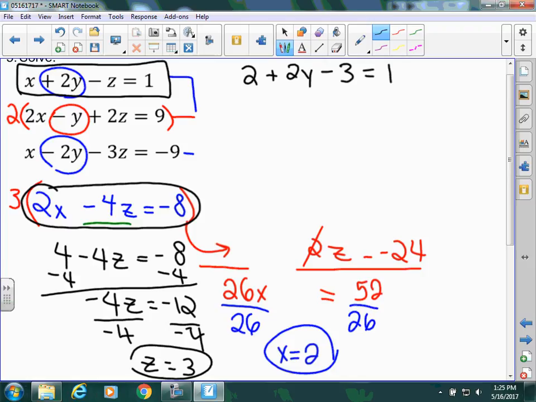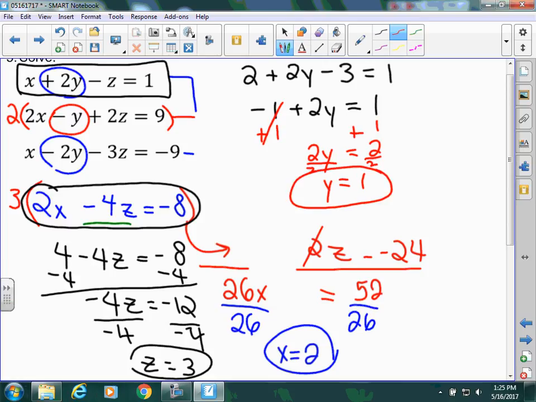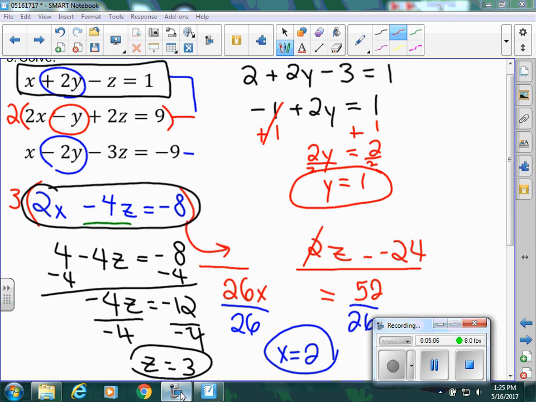So 2 take away 3 is minus 1, plus 2y is equal to 1. I'm going to add 1 to both sides, and I get 2y is equal to 2. So y must be equal to 1 when I divide both sides by 2. I should not skip steps. y is equal to 1. Okay? So those are my three.